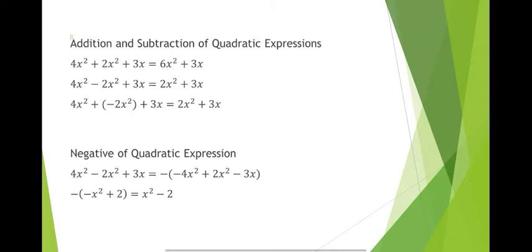So after you know the quadratic expressions, you can do addition and subtraction to simplify them. Let's take a look at the first example. So I have here 4x squared plus 2x squared plus 3x.